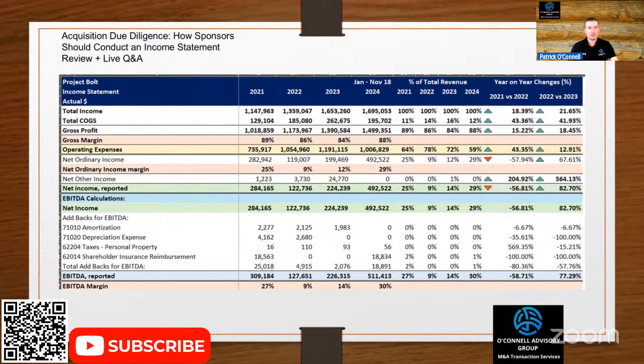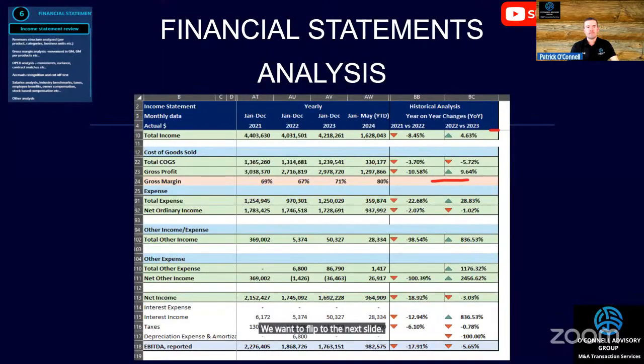We want to flip to the next slide. So let's do another example. So here's another example. So picture this, different company.